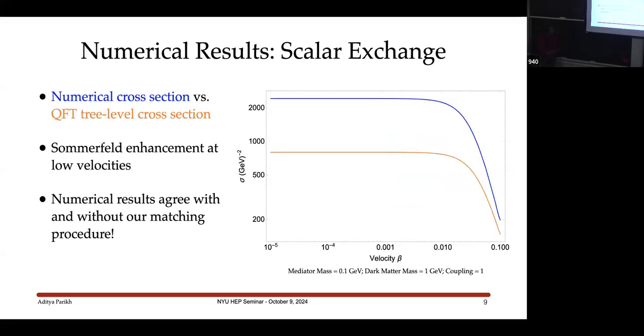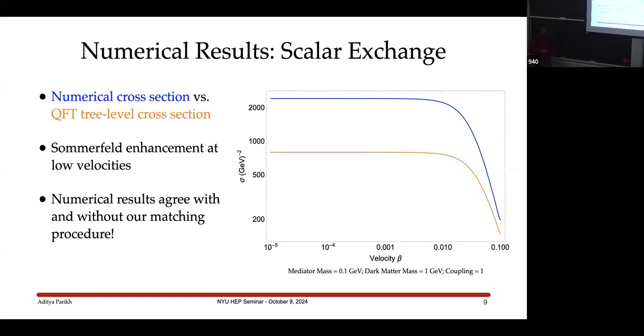So with that in hand, we can look at the two test cases that I talked about. We first start with the scalar exchange. Here in blue, I'm plotting the numerical cross section. That's doing this entire matching procedure that I just described, and then extracting out what the S matrix looks like at infinity. And in orange is just the QFT tree level cross section. What we see is that at low velocities, there's a very clear enhancement. As we get to higher and higher velocities, these two things start to lie on top of each other, which is exactly the intuition you would expect from having Sommerfeld enhancement.